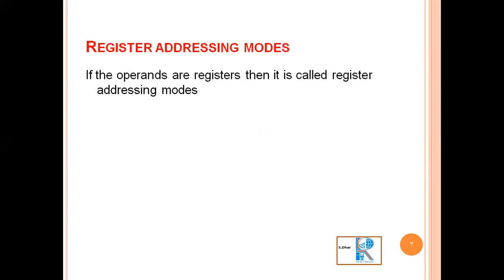But in the register addressing mode, what happens? In the register addressing mode, all the operands are registers. Example, ADD A, B, C. The meaning of this: the data which is stored in register A will be added with the data in register B, and the final value will be stored into register C. So here A, B, C are all registers. This type of addressing mode is called the register addressing mode. Clear?